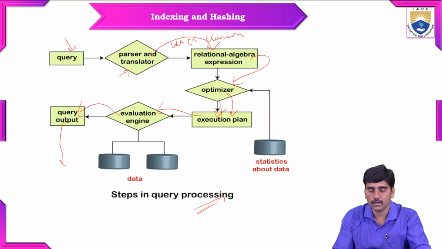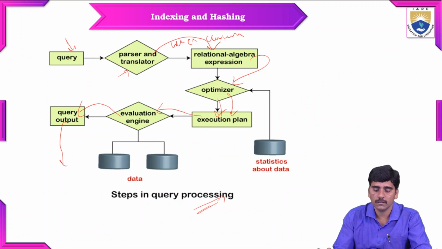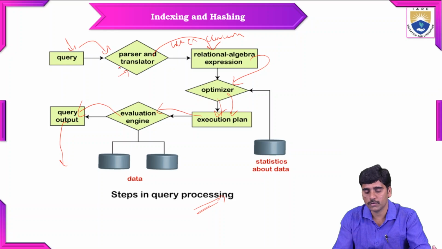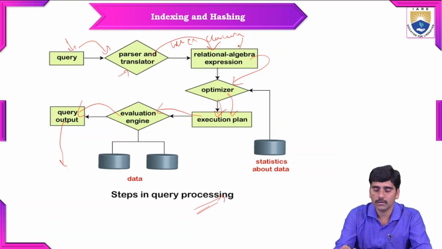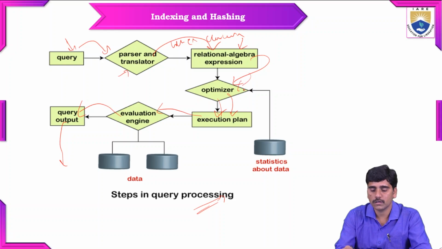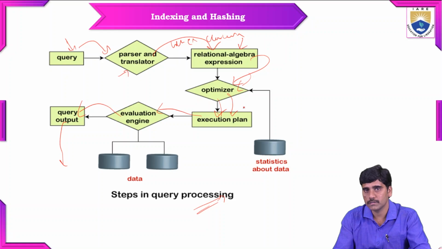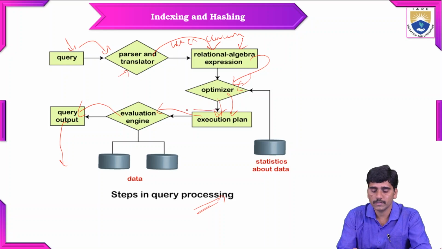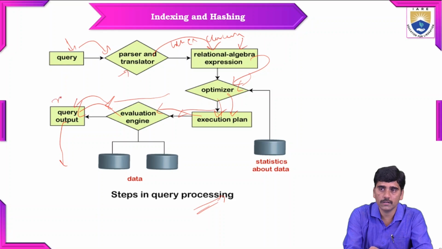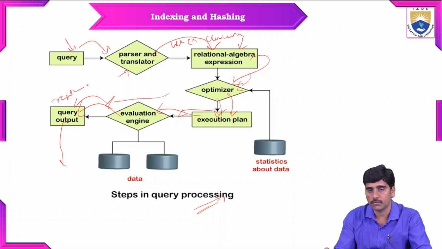So here is the process of query evaluation. Take the query and convert it into different tokens. Then parse and translate them into a low level relational algebra expression. Then it is optimized by the query evaluation engine. The plan is executed and the query is evaluated. After that, it displays the result as the query output.